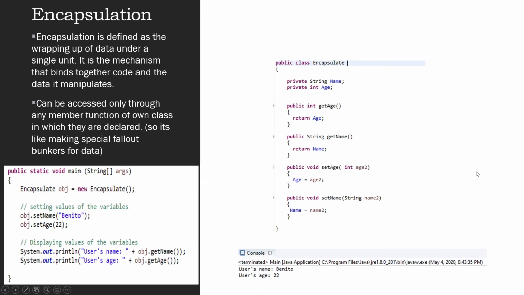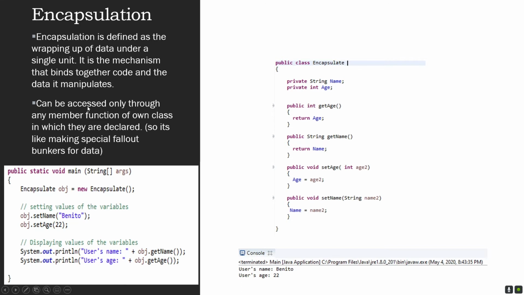Moving on to encapsulation. Encapsulation is defined as the wrapping up of data under a single unit. It is the mechanism that binds together code and the data it manipulates. It can only be accessed through a member function of its own class in which it's declared. So it's like making little fallout bunkers for data. Encapsulation is very, very focused on security in my eyes.